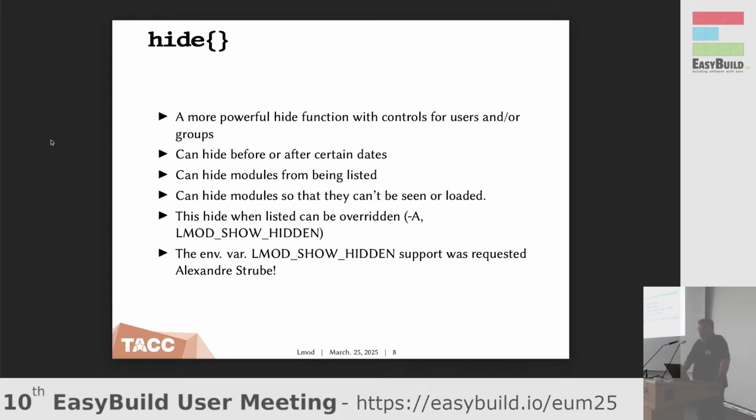This can be overridden by setting ML minus capital A, which will tell you everything that's loaded. Or there's an environment variable that Alexander was kind enough to tell me I needed: you can set the environment variable LMOD_SHOW_HIDDEN and specify all, spider, or list. It will print all the ones that you have that are hidden, and you don't have to remember the minus capital A. Anyway, I'm very happy to add that. So you can't lie to me.